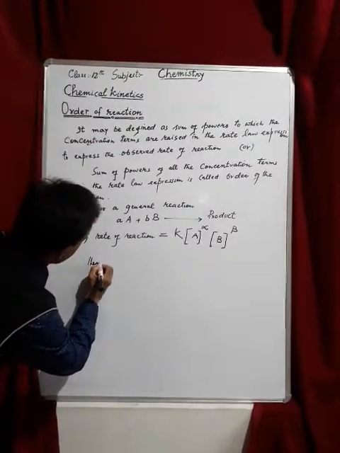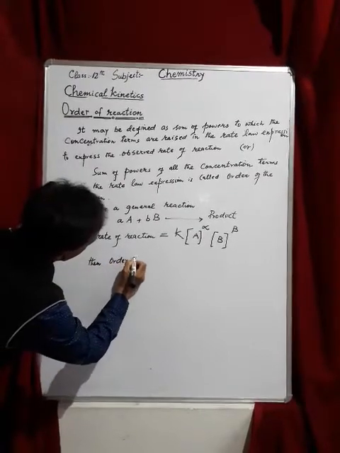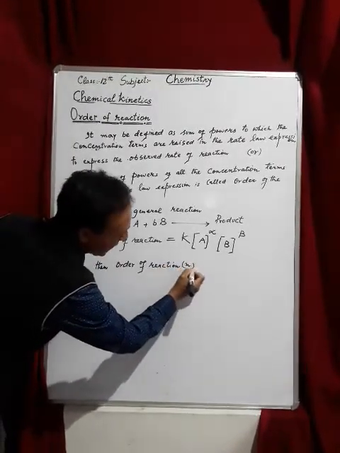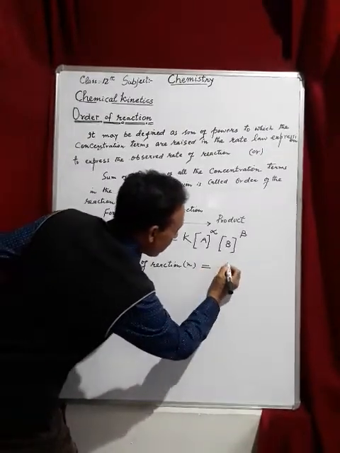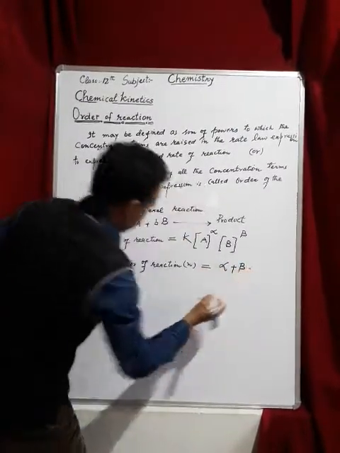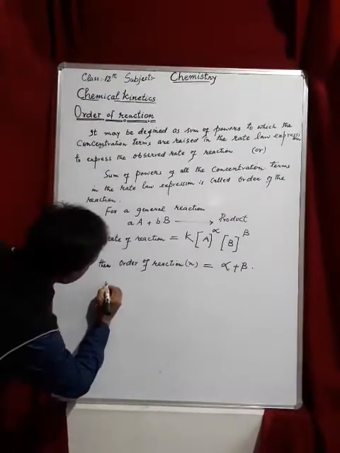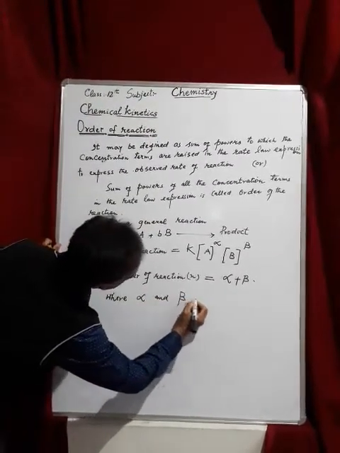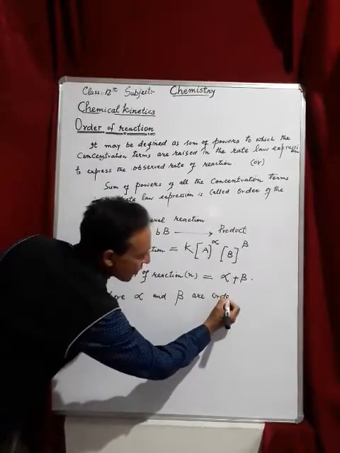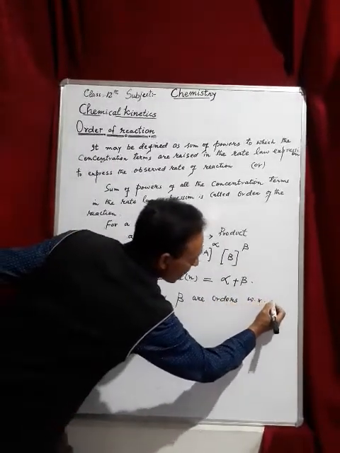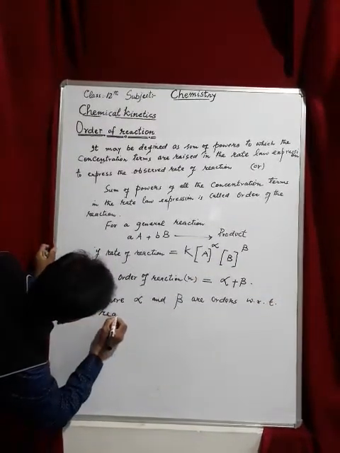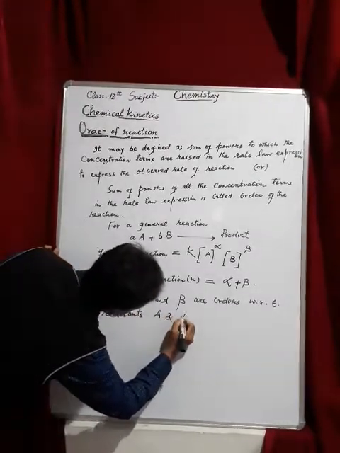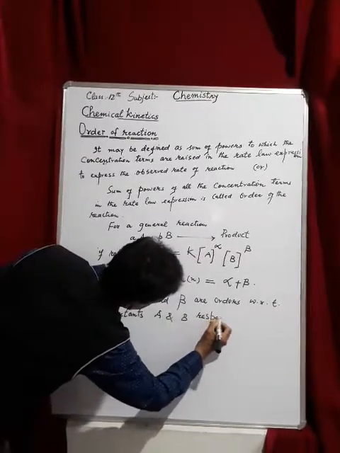Then the order of reaction, denoted by n, is equal to alpha plus beta, where alpha and beta are orders with respect to reactants A and B respectively.